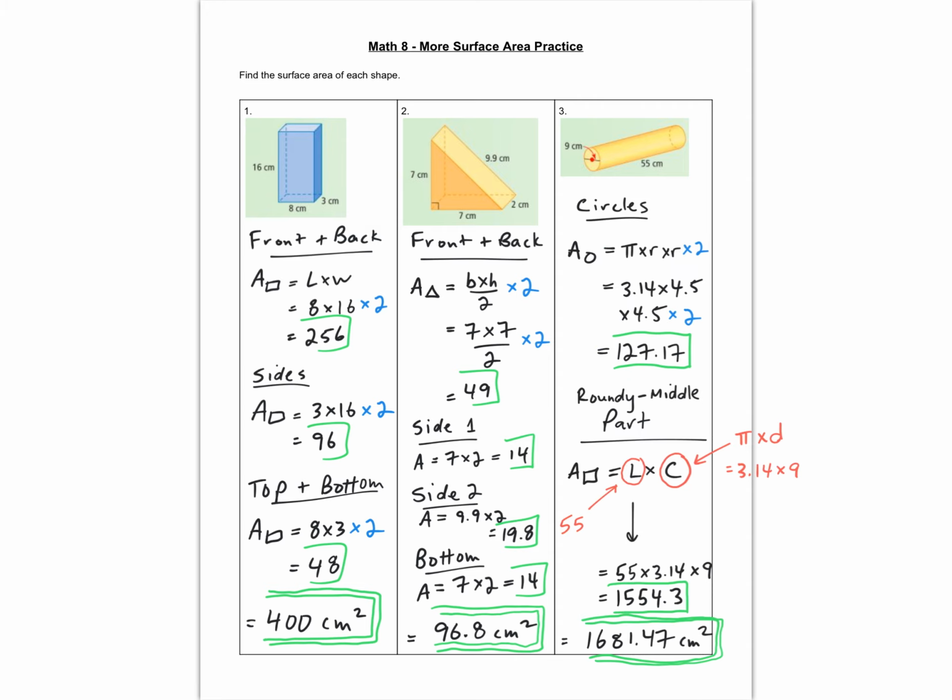Okay, and then the last one here is a cylinder. Okay, it's got a circle here and a circle on the back. Then it has this roundy middle part. Okay, that's all it has. The circles are identical. To find the area of a circle, we take pi, we times it by the radius, then by the radius again, because it's radius squared. And I'm putting times 2 here because I want to include the front and the back.